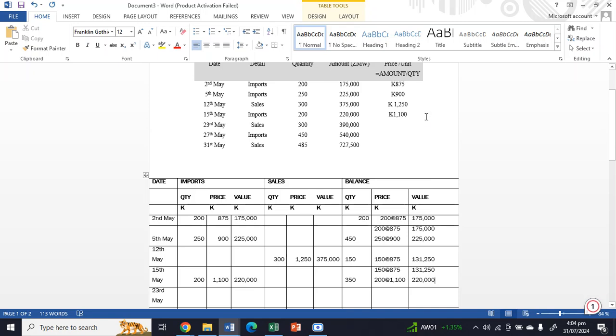Go to our next transaction. It's 23rd May, right? We sold 300 goods and we made a total of 390,000. So I'll find out what was the selling price of each good. So you say 390,000 divided by 300. It's 1,300.